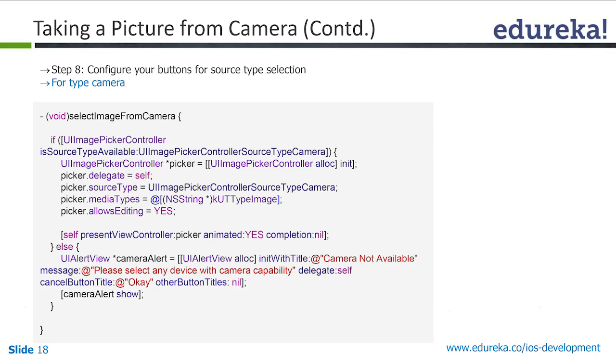And media types: whenever you talk about the camera, you can take videos or you can take images. So you have to mention beforehand what kind of media types you want from the picker controller. Here you have kUTTypeImage. This means that it will give you access only to images out of this controller. You cannot take videos from this controller.